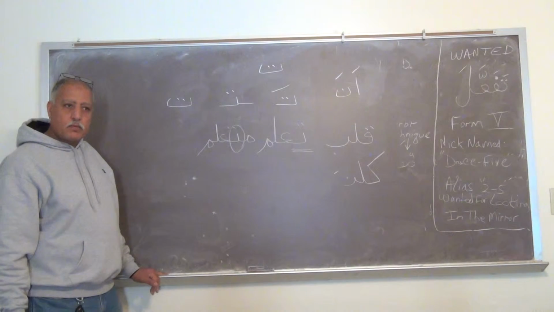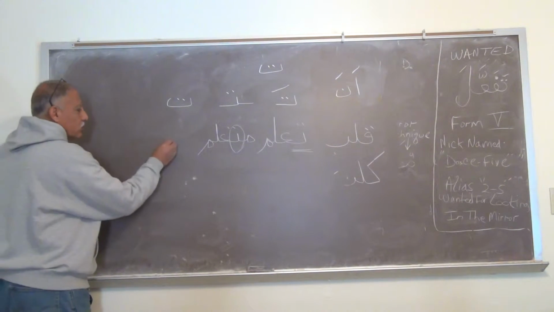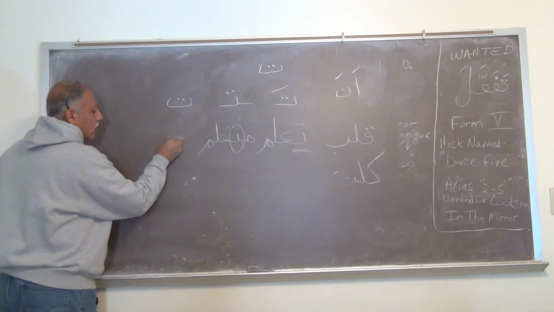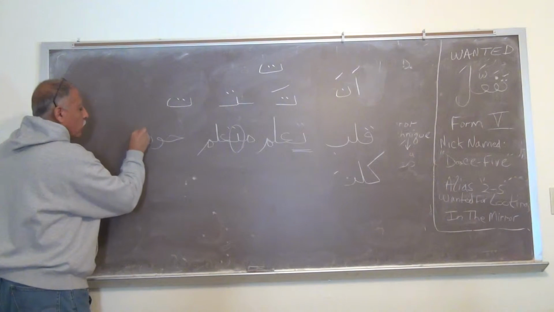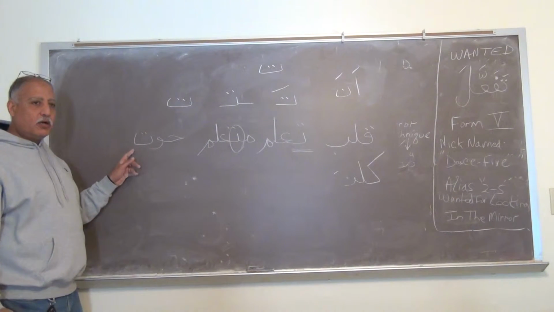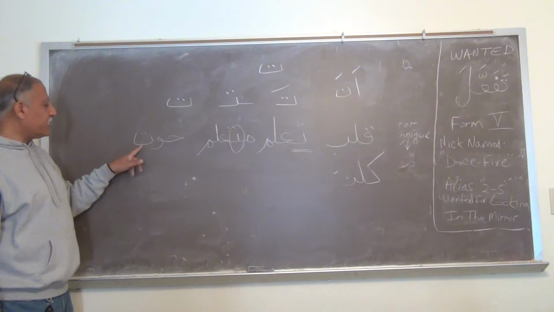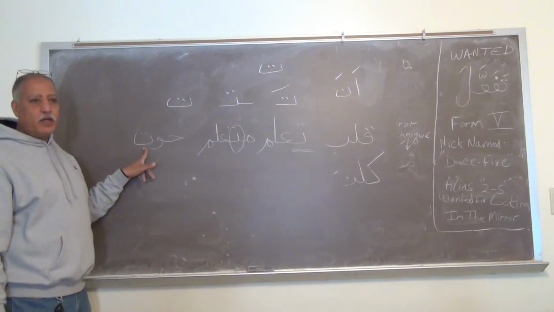The ta when it comes at the end of the word is in this word: حوت. حوت is the whale, the big fish. This is the ta when it comes at the end of the word.